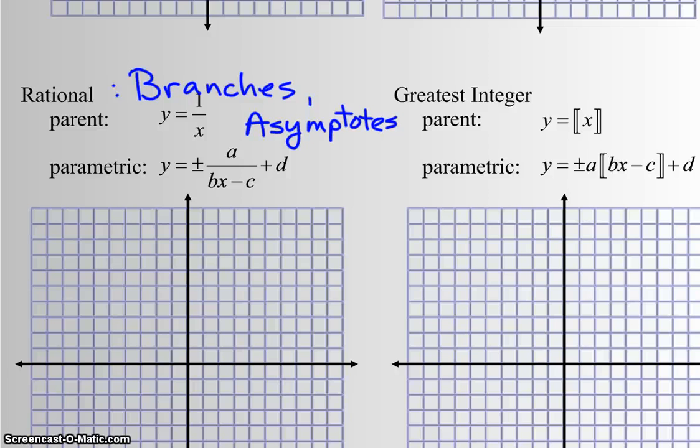This function looks a little bit different. It doesn't look quite as similar unless you rewrite it this way. You could write this as y equals plus or minus a times the quantity of 1 over bx minus c, plus d. They're both the same thing. However, the first form is what they show in your textbook.